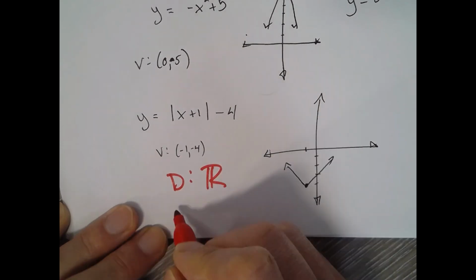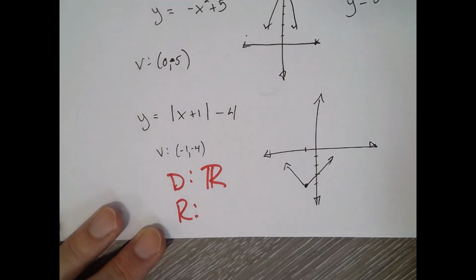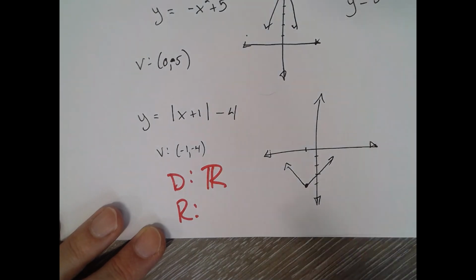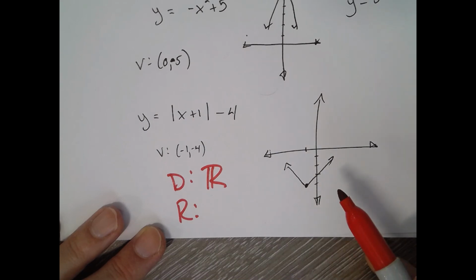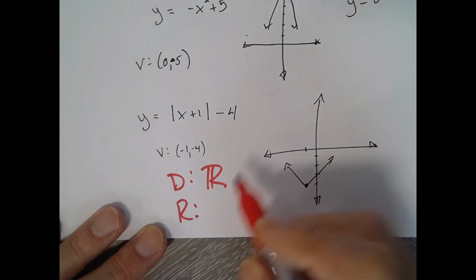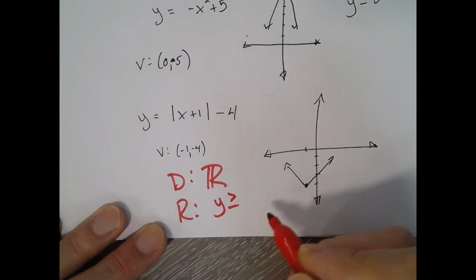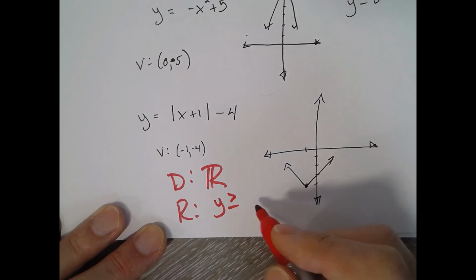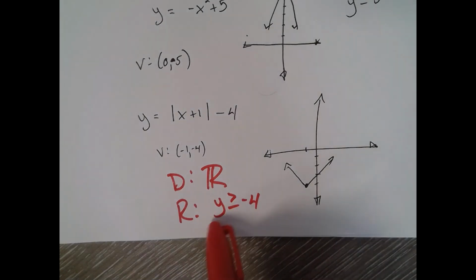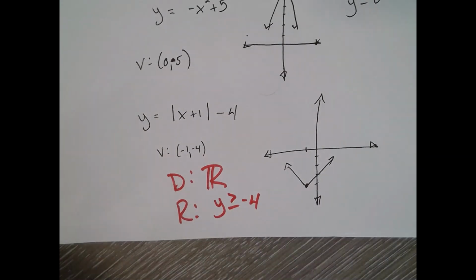And then for range, does that have a low point or a high point here? Tori, is the vertex the lowest point or the highest point on this absolute value? Lowest. It's the lowest, good. So if that's the lowest, our y has to be greater than or equal to whatever that is, which is -4, because our graph is above it. All right, so that's domain and range.